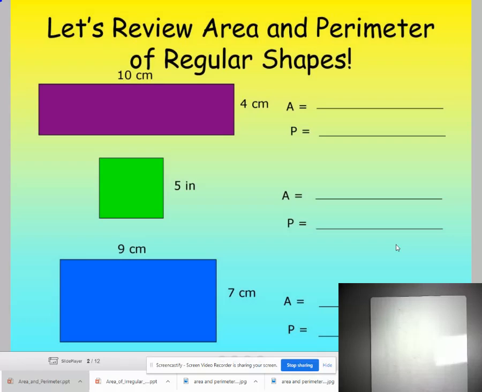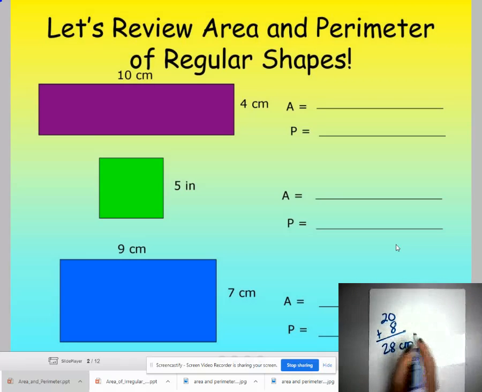What about the perimeter? You need to add up all 4 sides. So we have 2 10s and 2 4s. 10 plus 10 equals 20. 4 plus 4 equals 8, which gives us 28 centimeters.